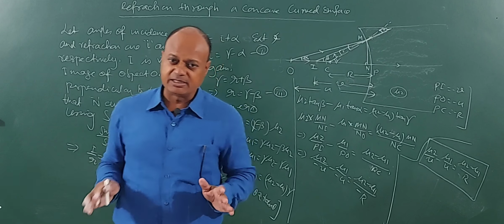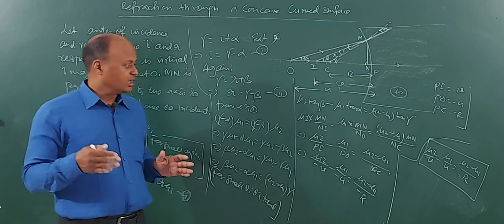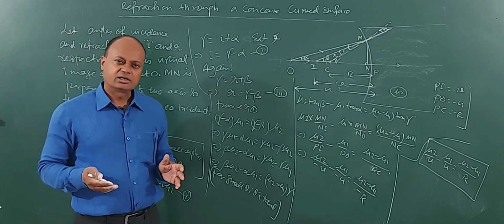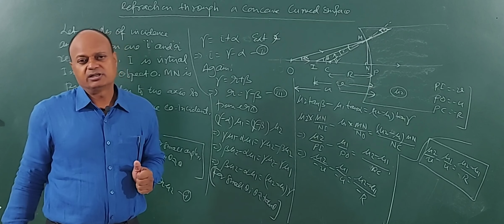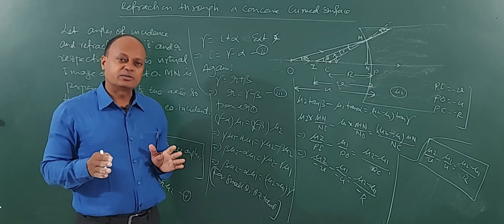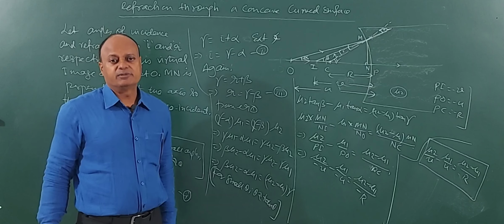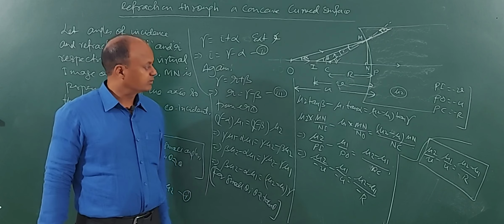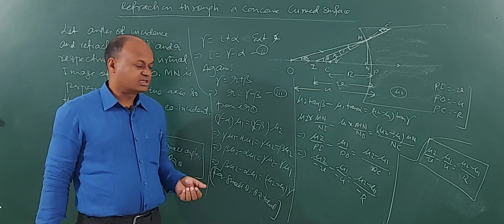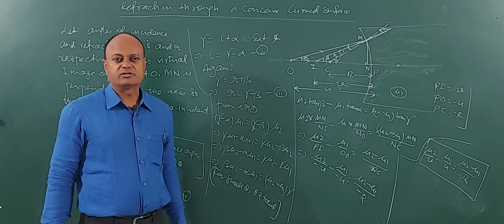Our equation basically remains the same, whether it is a convex curved surface or whether it is a concave curved surface. The only precaution you have to take is that when the object is in the denser medium, then you have to interchange mu 1 and mu 2 and you will get the next case. Okay. So, go through this derivation. We will be seeing a small numerical on this once you finish it.